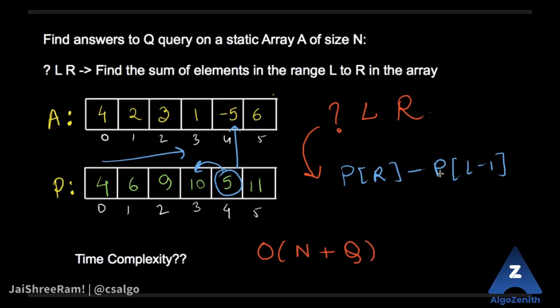So what are we doing over here? We are removing the contribution of 0 to L minus 1 from this, right? In XOR as well, if you XOR again, it removes the contribution. So whenever you want to remove a contribution, if the operator supports that, then you can use prefix sum to solve that problem. Okay.